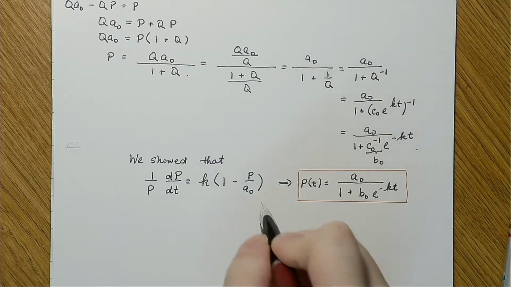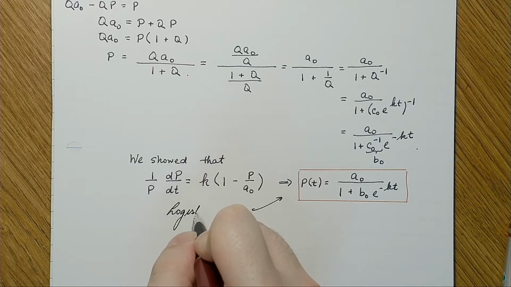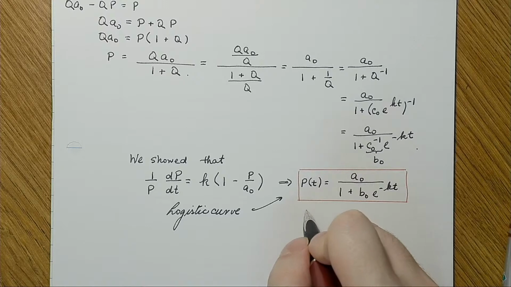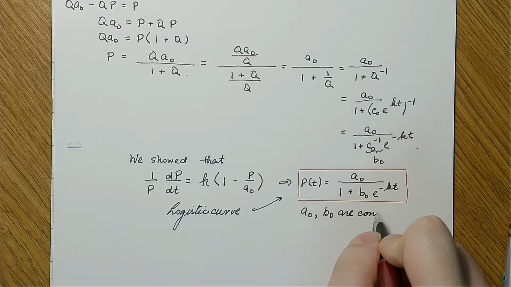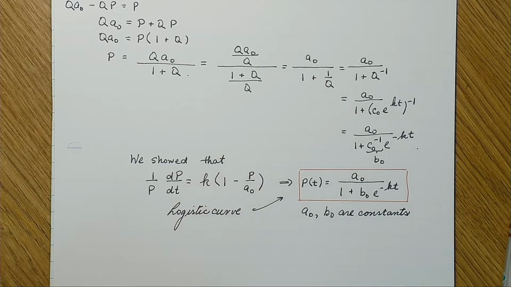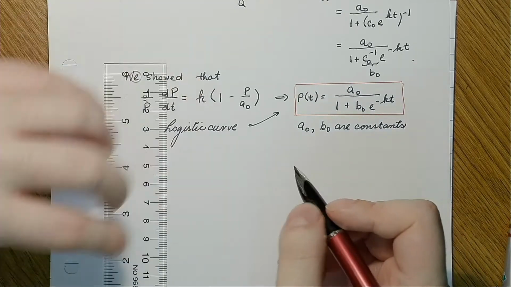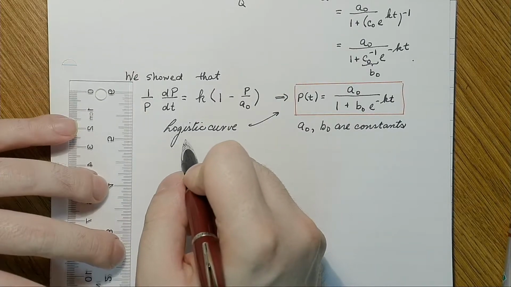So this is what we call the logistic curve. And this is where a naught and b naught are constants. And let me draw a picture to go with that. You kind of know what I drew previously, but let's just annotate that a little bit more.